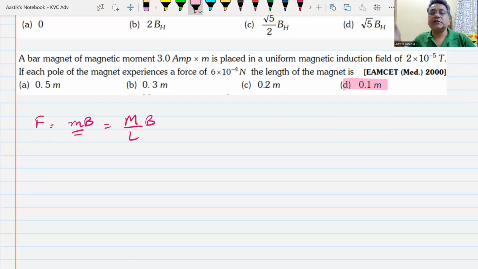Take deep breaths. Close your eyes. Think about it. 2L or L. That was the length of the magnet. Deep breaths. Open your eyes. And then you will see that the answer is 0.1. Yes or no?